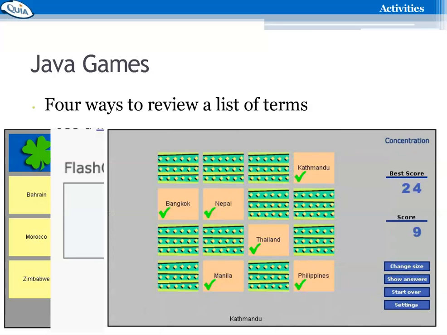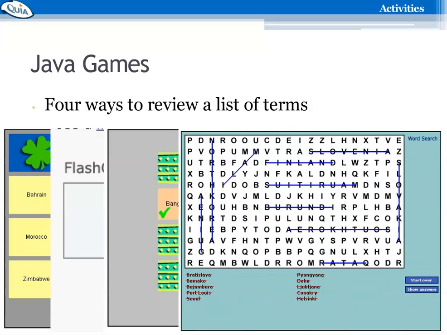Concentration requires students to use their memory to uncover matches between pairs of terms. And finally, word search has students search for hidden words from the list or based on definitions in the list. These games are suitable for any topic that can be written as a list of important terms, such as foreign vocabulary, grammatical pairs, dates and events, and much more.